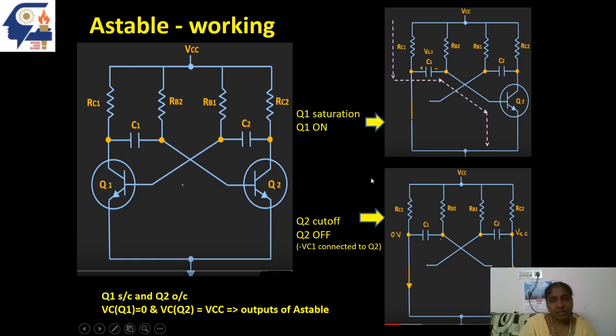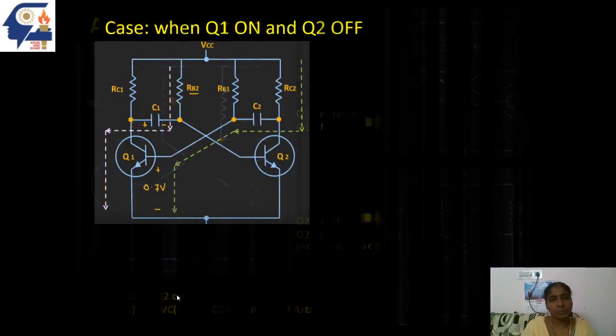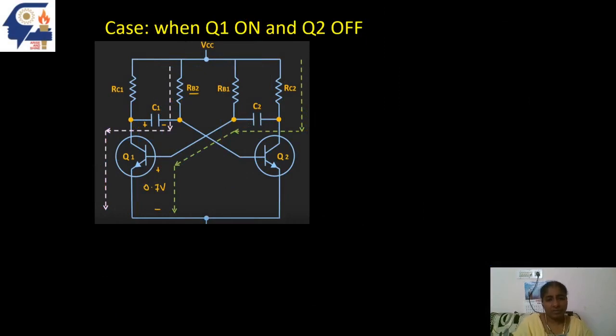In this situation, Q1 transistor is in on state, so its collector voltage will be 0, and Q2 transistor is in off state, so its collector voltage will be VCC. We take outputs at both the collector terminals of the transistors, and hence these 0 volts and VCC are the output voltages we are getting at the collector points of the two transistors. These are the outputs of an astable multivibrator when Q1 is on and Q2 is off. This is our present situation.